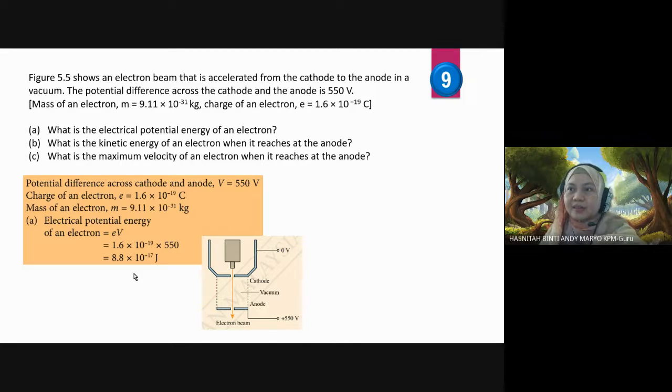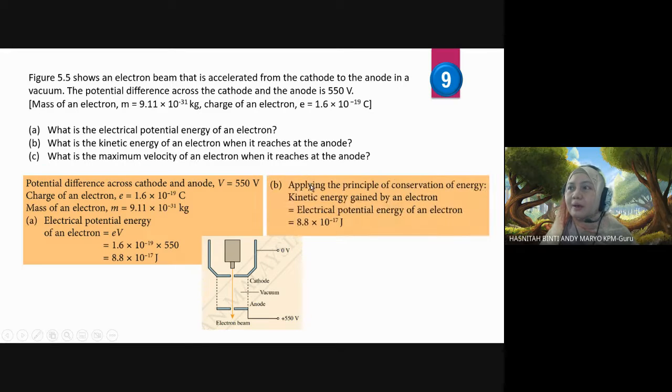Okay, just now we said electrical energy converts to kinetic energy and then converts to light energy, right? And students, due to the principle of conservation of energy, the energy remains, only the form changes. Only the type of energy changes, but the magnitude remains. Yes, equal. So for B, you have nothing to calculate. Applying the principle of conservation of energy, the kinetic energy gained by an electron equals the electrical potential energy of the electron. So A and B answers are the same, 8.8 times 10 negative 17.